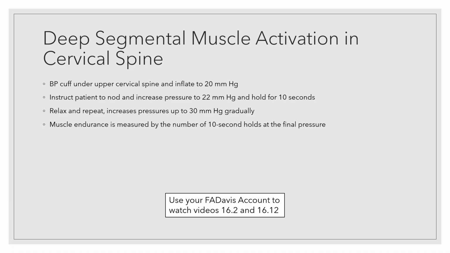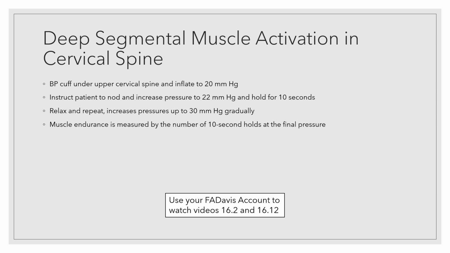So for utilizing the spinal stabilization biofeedback devices, we can have the blood pressure cuff under the upper cervical spine and inflate it to 20 millimeters of mercury. Instruct the patient to nod and increase the pressure to 22 millimeters of mercury and hold it for 10 seconds, and have them relax, and then increase the pressure gradually up to 30 millimeters of mercury. So can they nod, hold up to 24, nod, hold up to 26. And so we're changing that position.